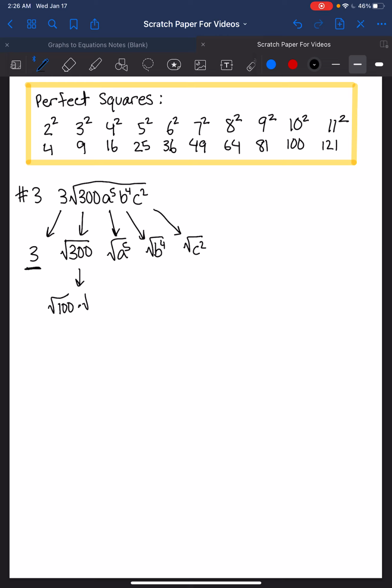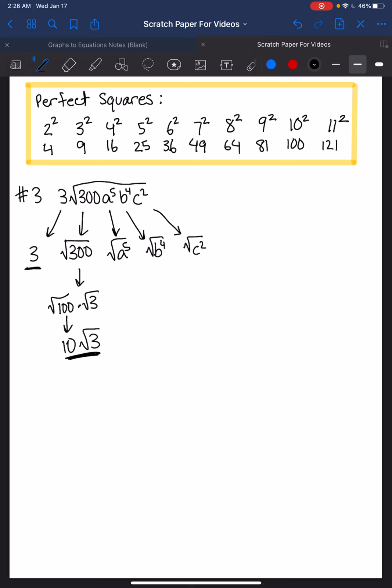Square root of 100 times square root of 3. And then 3 is obviously not a perfect square. It's too small for the list. So we're done here with breaking this down. Square root of 100 is 10. Bring down the square root of 3. That part's done. All right.